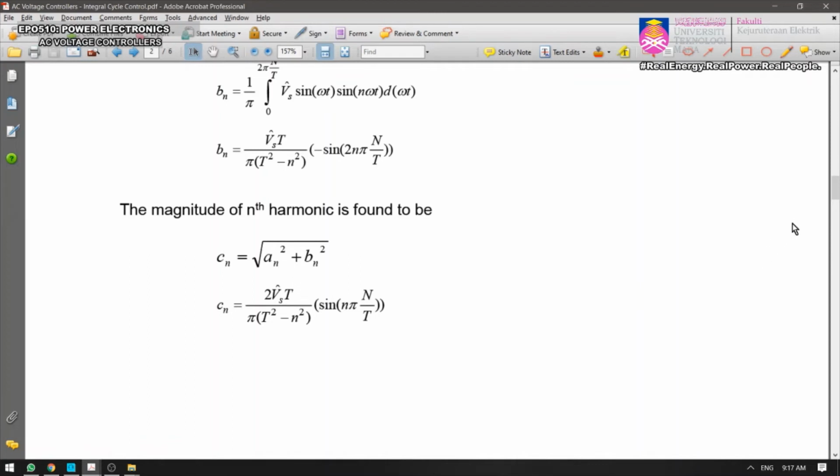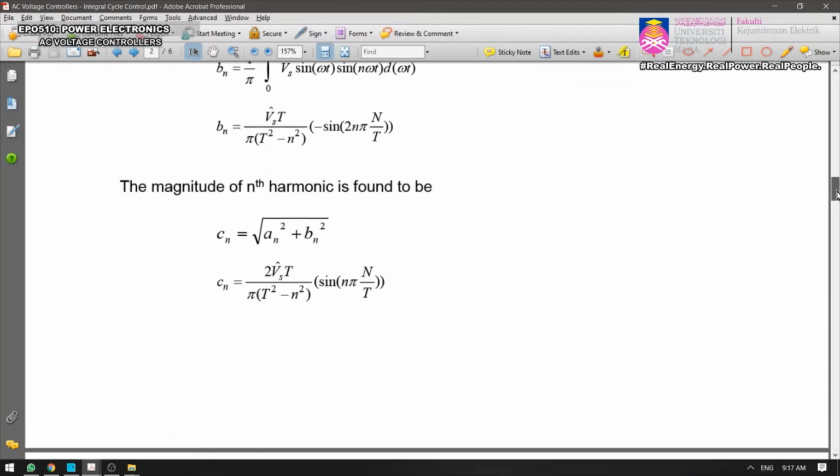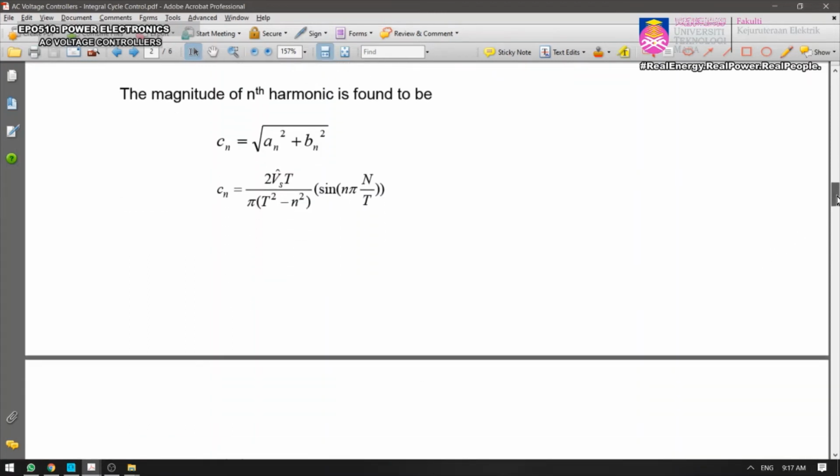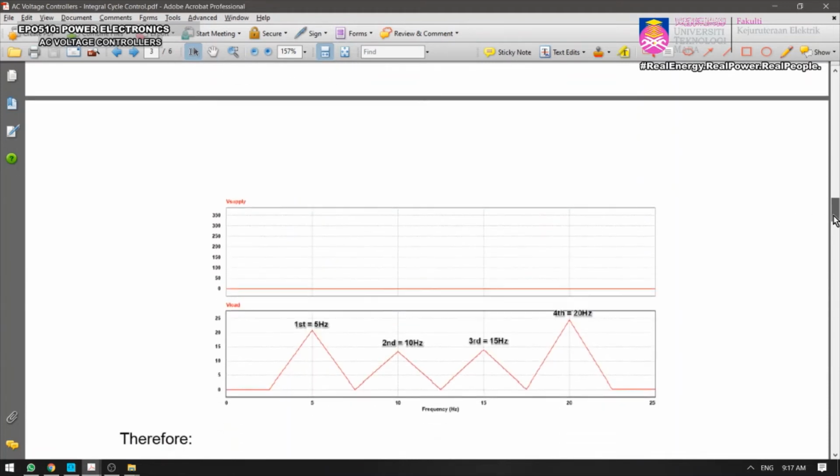Okay, so therefore, all this T and N are in cycles. N is not the number of harmonics here. This capital T and N is the number of cycles. So T is the number of cycles for the output period, and N is the number of cycles turned on for the output period. Right? You can find this.